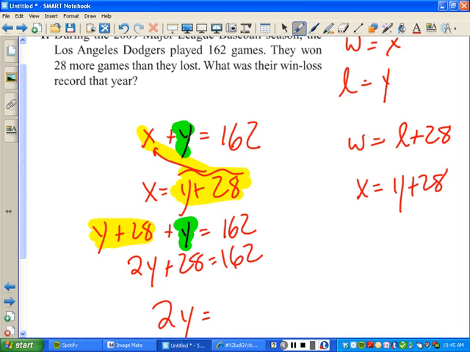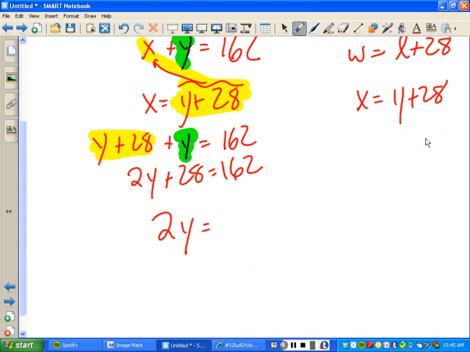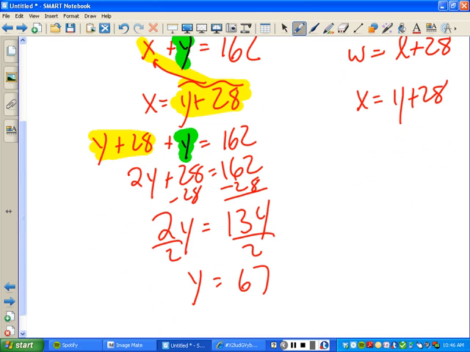So 2Y is equal to, if you subtract 28 from both sides, I think you get 134. Divide by 2, divide by 2, Y is equal to 67, is that right? Then X would be 67 plus 28, which is 95, I believe.